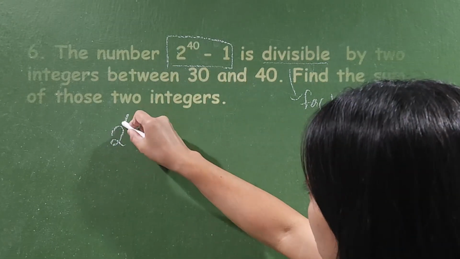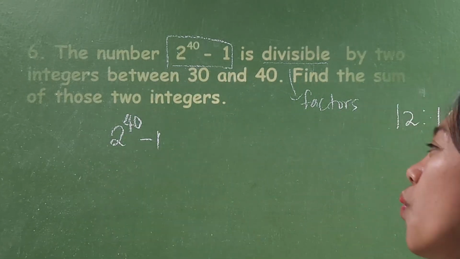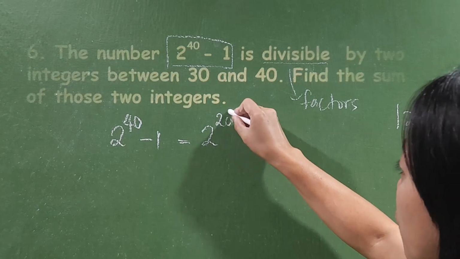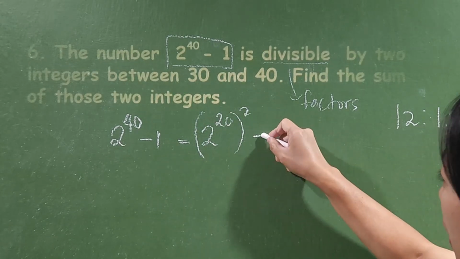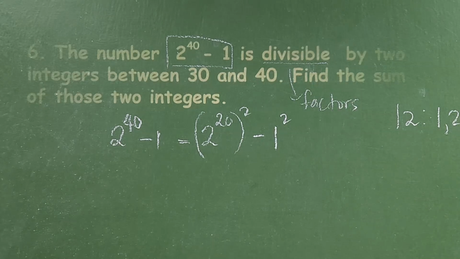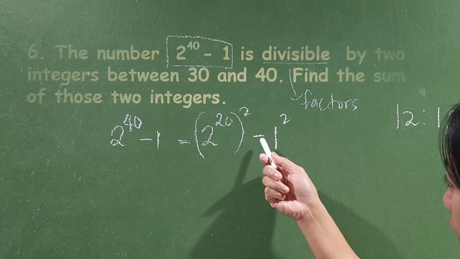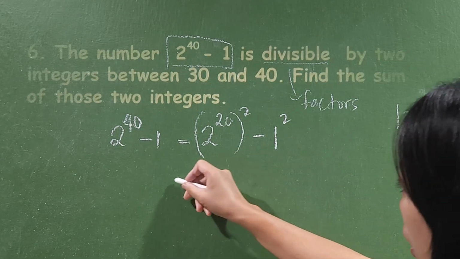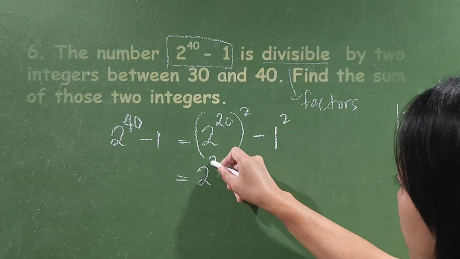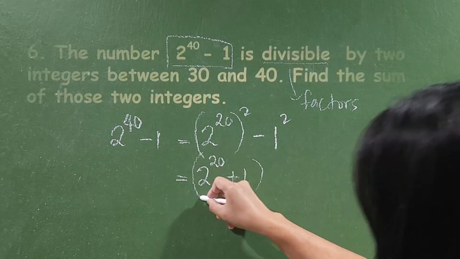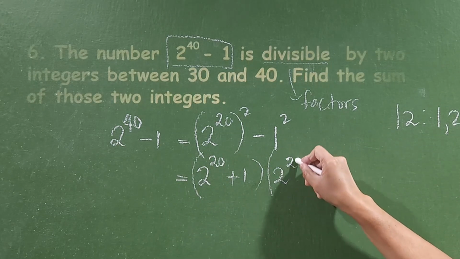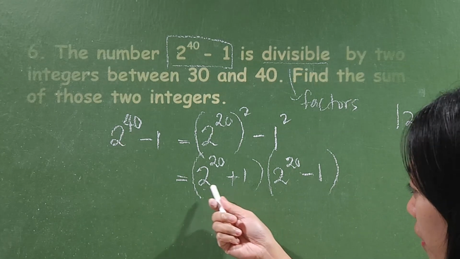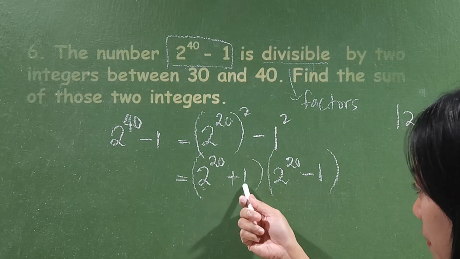For 2 raised to the power of 40 minus 1, we can write this as 2 raised to the power of 20, squared, minus 1 squared. This is a square, and this is minus, so it means this is a difference of squares. So we can write this as 2 raised to the power of 20 plus 1 times 2 raised to the power of 20 minus 1.